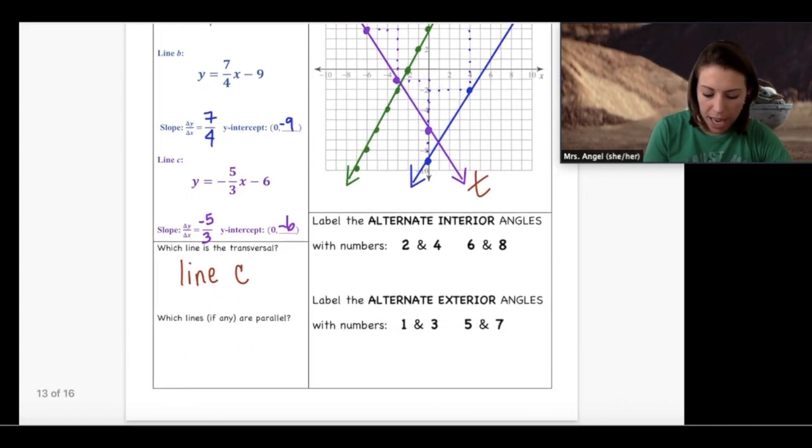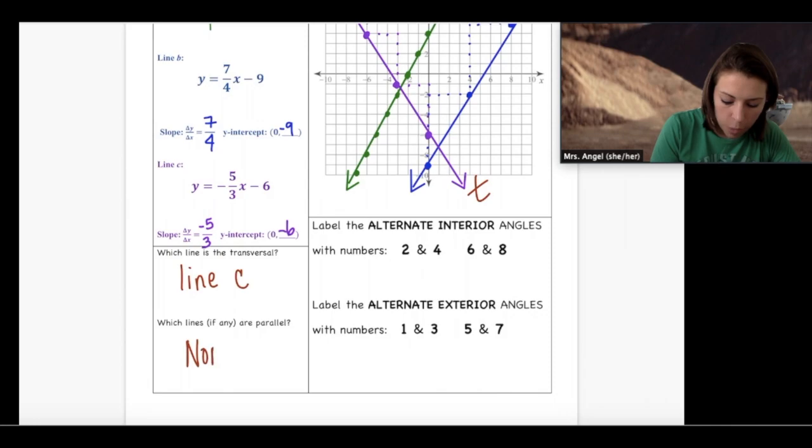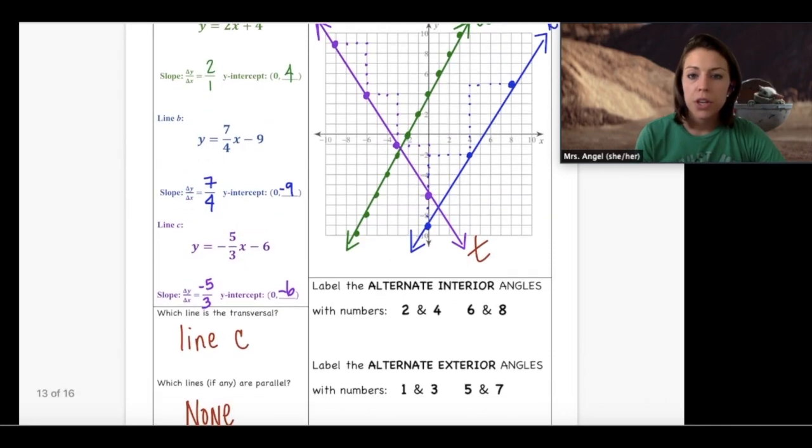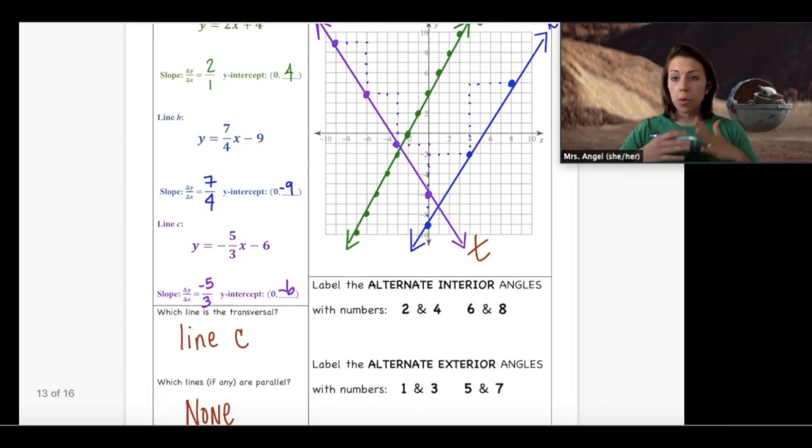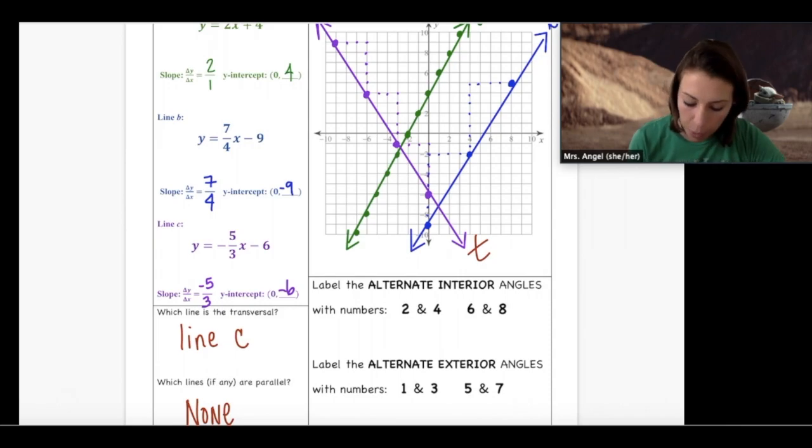So I'm just going to come down here and say none. We do not have any parallel lines. So now that we have our bridge going through our river, it looks like we're labeling the alternate interior angles with numbers 2 and 4, 6 and 8, and alternate exterior angles 1 and 3, 5 and 7. Okay. So let's see here. I'm going to start with the alternate interior.